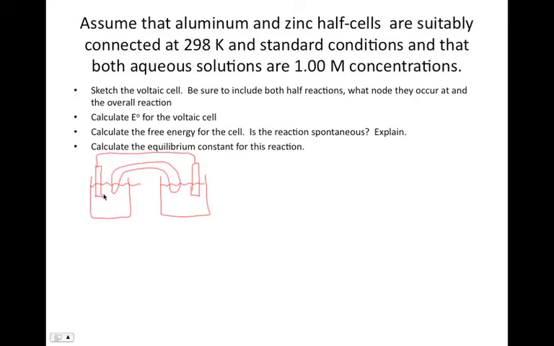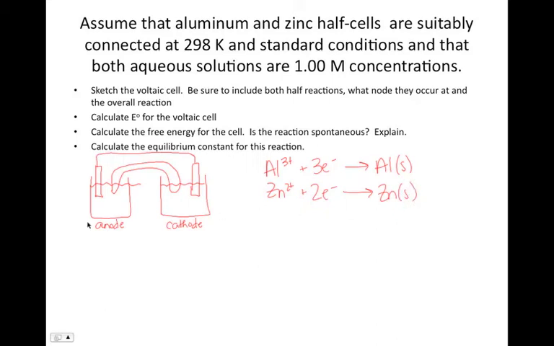And so we need to figure out which one's going to be which, because this side's going to be our anode, which means it gets the oxidation reaction. And this one is the cathode, which means it's going to be our reduction reaction. So we have to figure out who's going to be reduced and who's going to be oxidized. So the aluminum half reaction is Al3+ plus 3 electrons gives us solid aluminum. And zinc is Zn2+ plus 2 electrons gives us solid zinc.